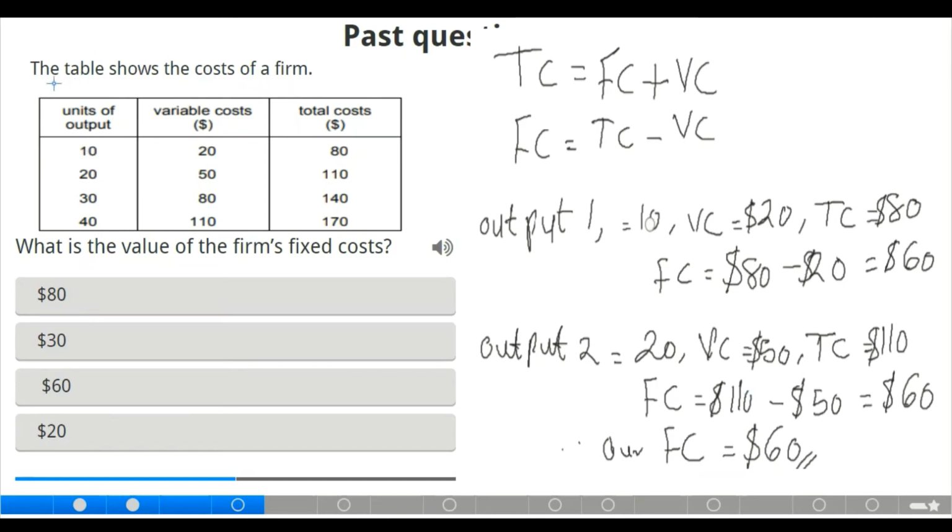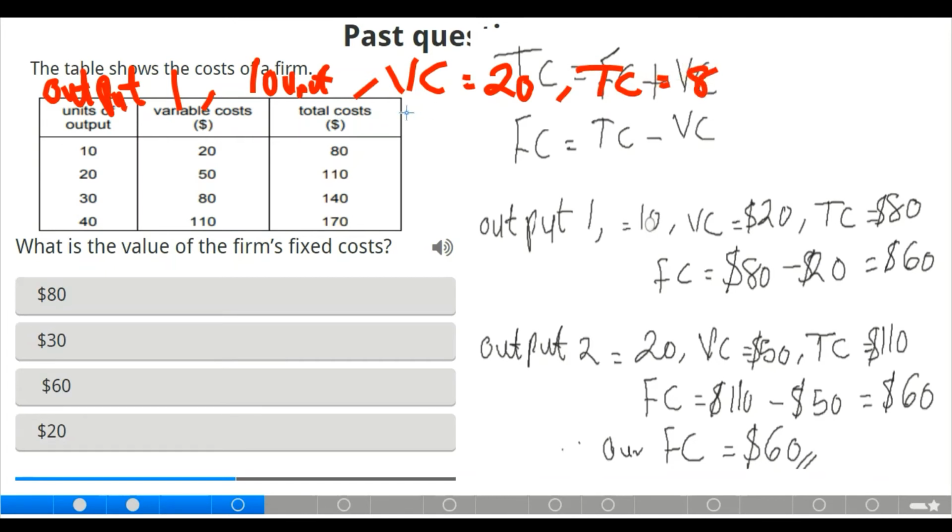We have for our output one here, what is it? Our output one here, we have 10 units, and we have the variable cost to be what we see in the short term. Our variable cost here to be 20, and at the same time, our total cost here to be what?